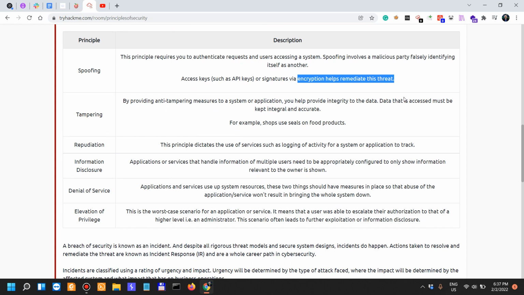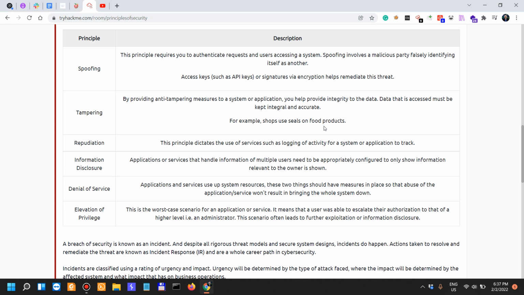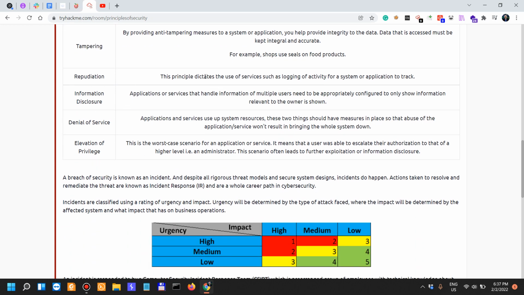Tampering. By providing anti-tampering measures to a system or application, you help provide the integrity to the data. Data that is accessed must be kept integral and accurate. For example, shops use seals on food products. Repudiation. This principle dictates the use of services such as logging of activity for a system or application to track.